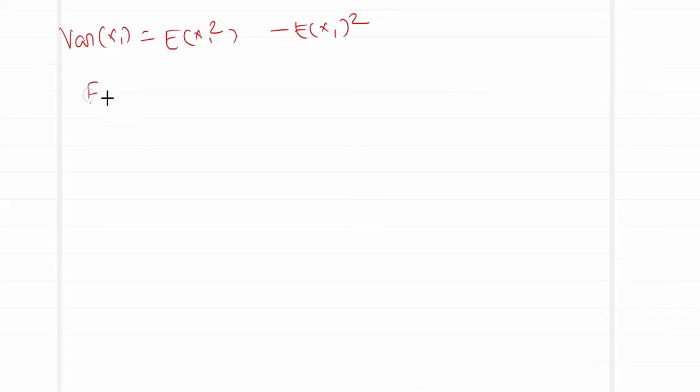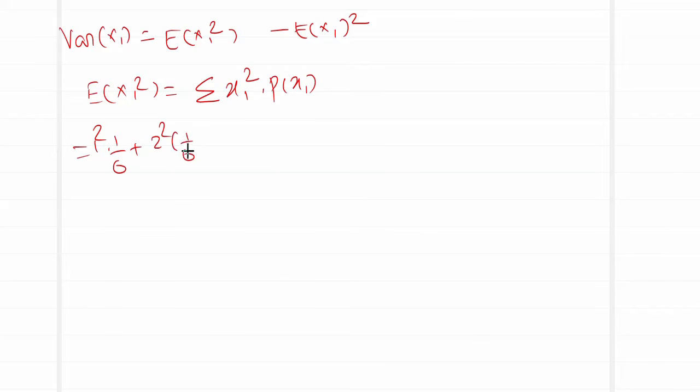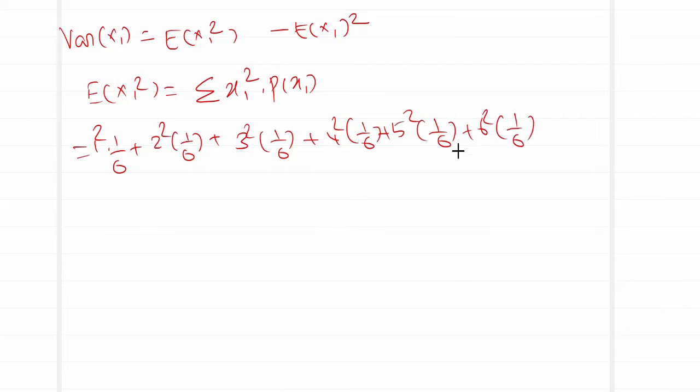How to obtain E of X1 square? It is nothing but summation of X1 square into probability of X1. So it is 1 square into 1 by 6, 2 square into 1 by 6, 3 square into 1 by 6, 4 square into 1 by 6, 5 square into 1 by 6, plus 6 square into 1 by 6. So this evaluates as 91 by 6.